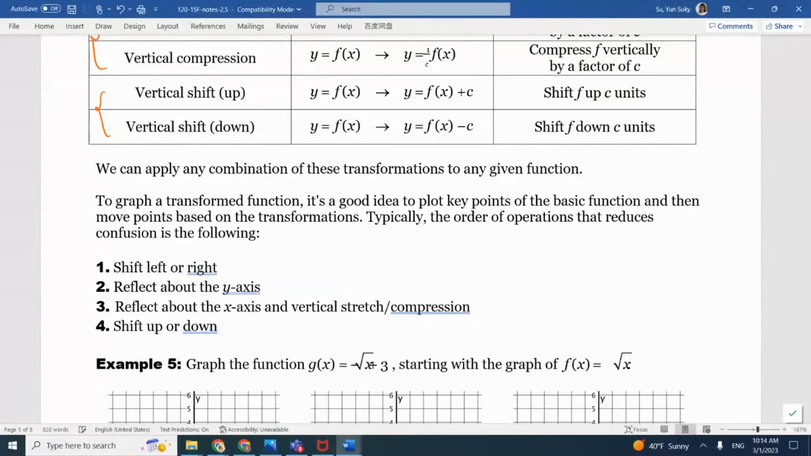We can combine any combinations of these transformations to any given function. To graph a transformed function, it is a good idea to plot key points of the basic function and then move the points based on the transformation. And please follow this order. Why? Because if you use a different order, your transformation might be different. So please stick with this order. First one, shift left or right. What shift left or right means is you're changing the x.